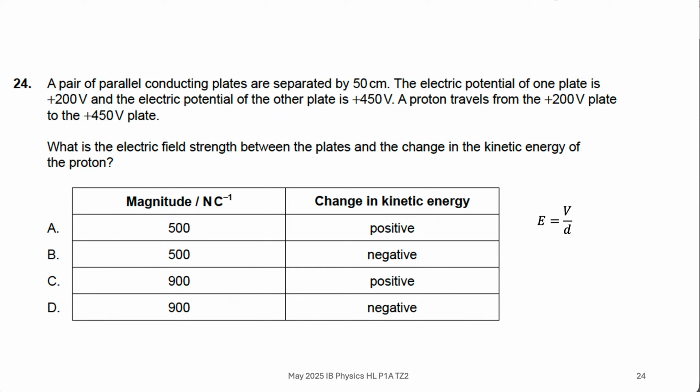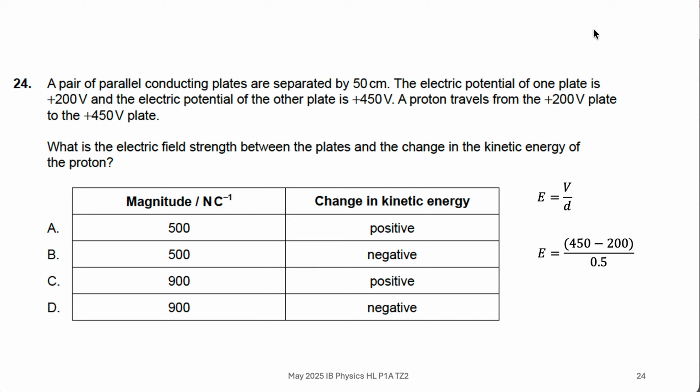So we're going to start off by calculating the electric field strength. We are assuming here that the electric field strength is constant. We're assuming that 50 centimeters is a relatively small number, and therefore we have a uniform field, and we can use this equation, E equal to V over D.